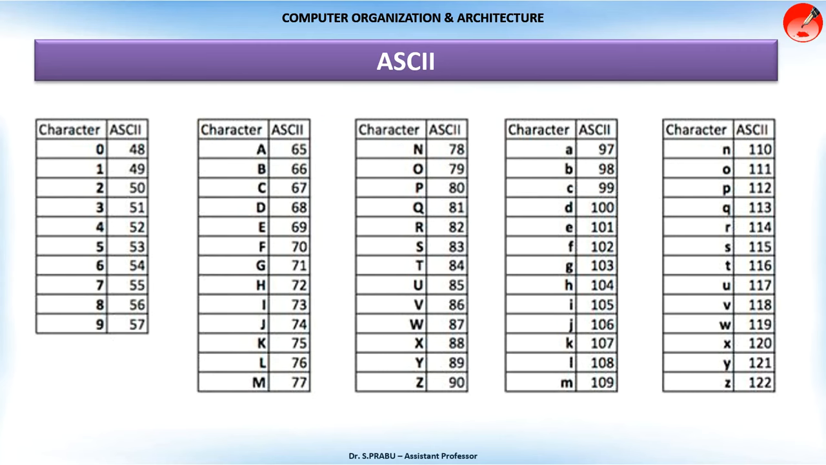The important ASCII codes are listed here. You just remember the starting point of these ASCII codes. Suppose if you want to know the ASCII code for 6, you can generate it from this value. Suppose if you want to know the ASCII code for G, if you know the starting point of the small case letter a as 97, you can easily generate this value.